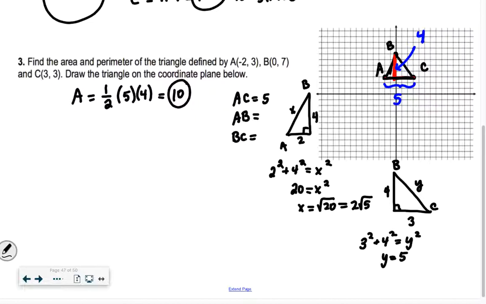Have you guys heard of 3, 4, 5 right triangles? That's a special one. And a lot of times geometry teachers were very lazy. We use it a lot. We're not lazy. Teachers are never lazy.